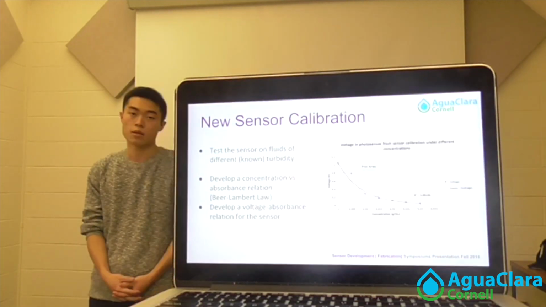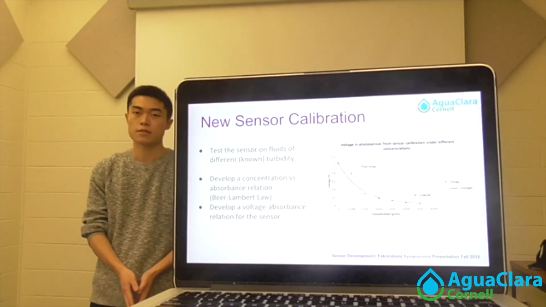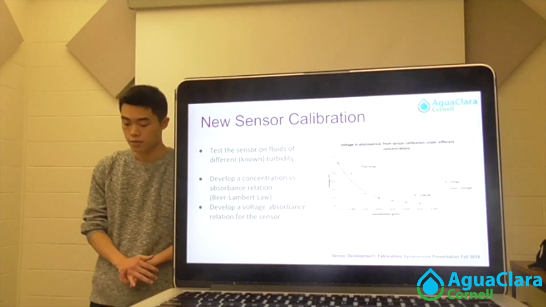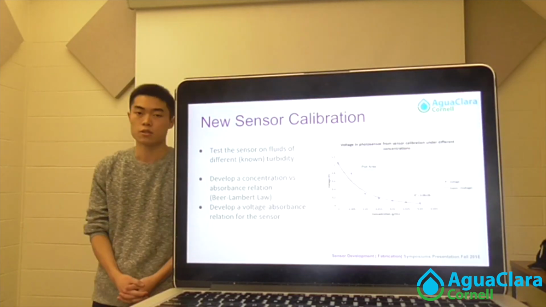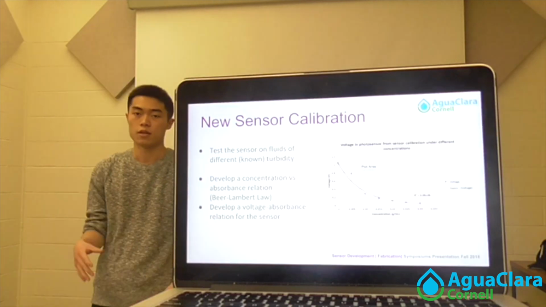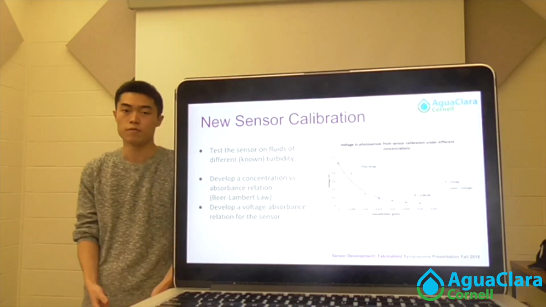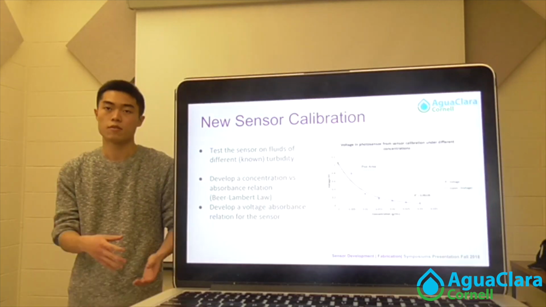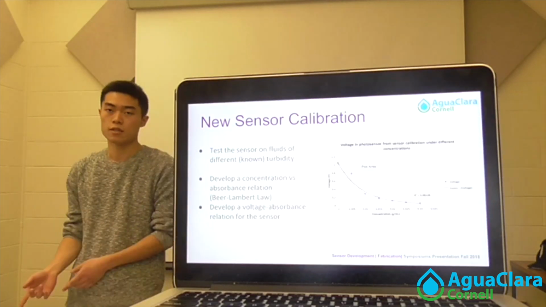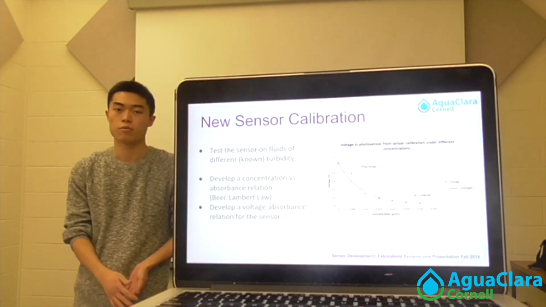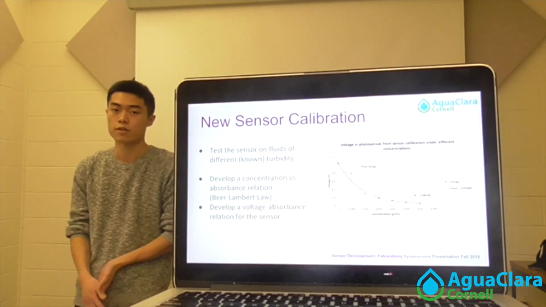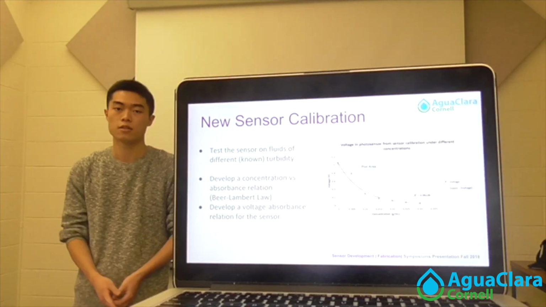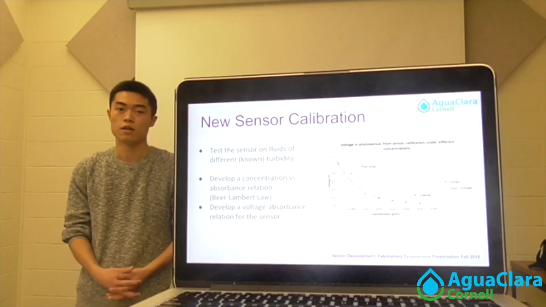As for sensor calibration, we will test the sensor on fluids of different known turbidity, and we will develop a concentration versus absorbance relation with various fluids of different turbidity. From that data we can convert the voltage reading from the sensor into an absorbance reading, and then we convert that into a concentration reading. Then we can develop a voltage concentration relation that we can use to test on different fluids of different turbidities.